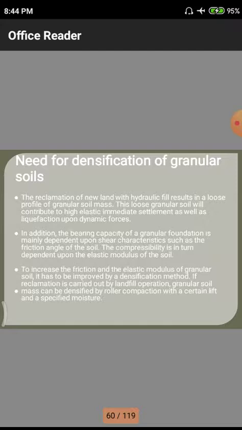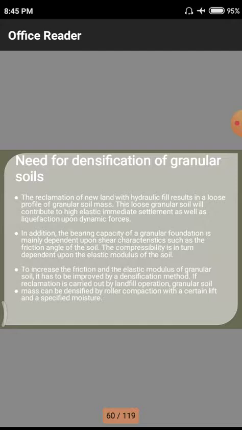That means, as we discussed in the previous point, we need to improve soil properties like friction and elastic modulus through densification methods. Densification means the voids between the soil strata are decreased by these methods. By using rollers or other physical or chemical methods, we use densification techniques to increase the properties of the particular soil.